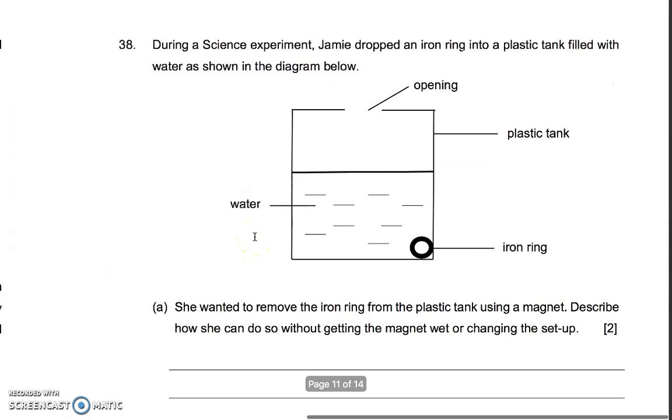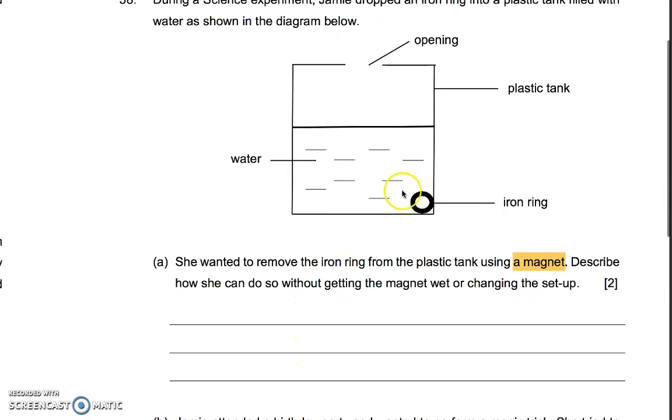Question 38. During a science experiment, Jamie dropped an iron ring into the plastic tank filled with water as shown in the diagram below. So she wanted to remove the iron ring using a magnet. So she wants to use a magnet, only one magnet. Alright, so describe how she can do so without getting the magnet wet or changing the setup. Okay, so she's not supposed to put the magnet into the water. She has to just use the magnet to take the ring out without getting the magnet wet. And you're not allowed to change the setup as well.